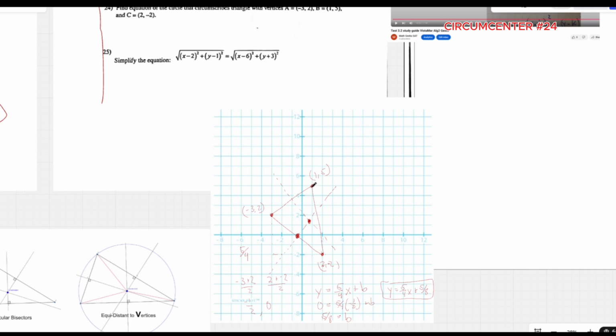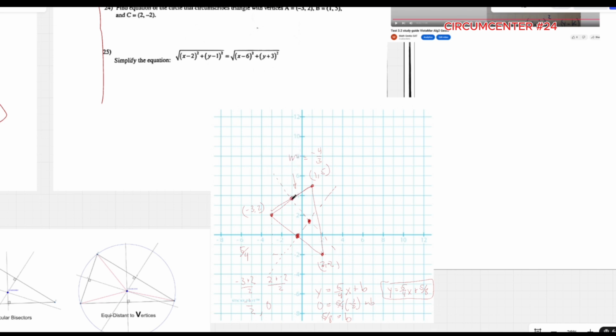Slope of this line, let's see, it's down 3 and left 4. So the rise is -3 and the run is -4. So therefore it's +3/4, which seems reasonable. And then the perpendicular would be the negative reciprocal of that, -4/3. So the slope of this line is -4/3.